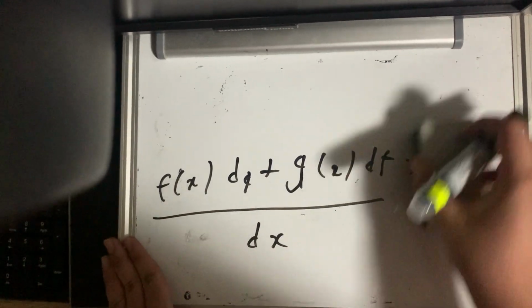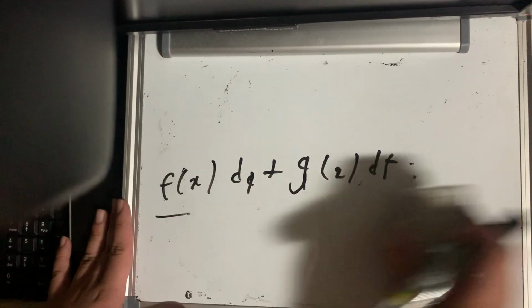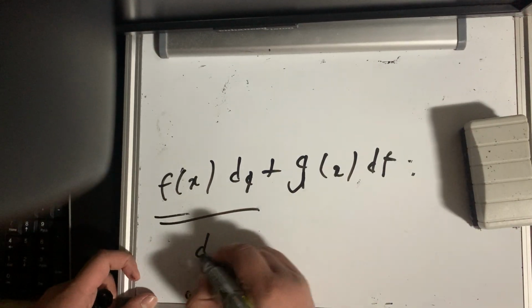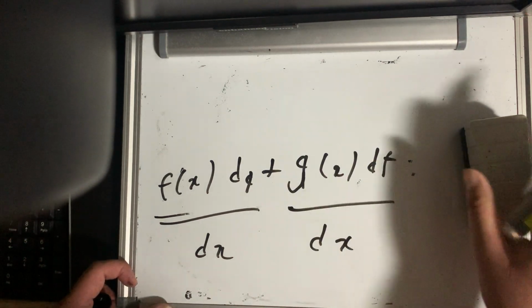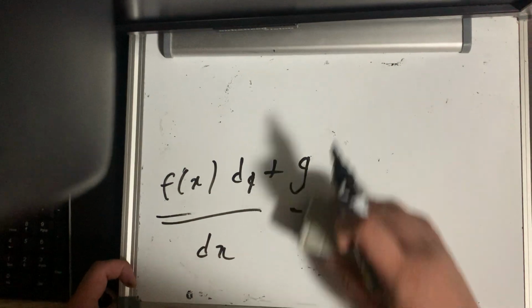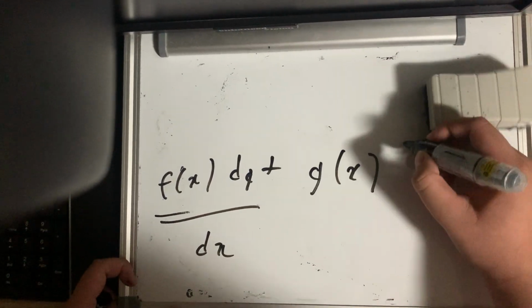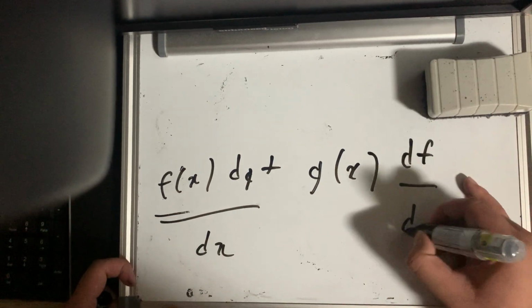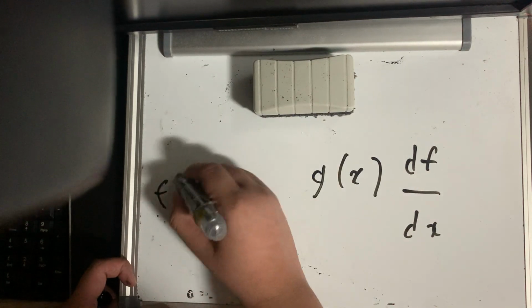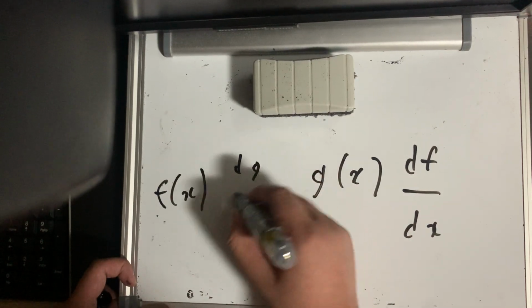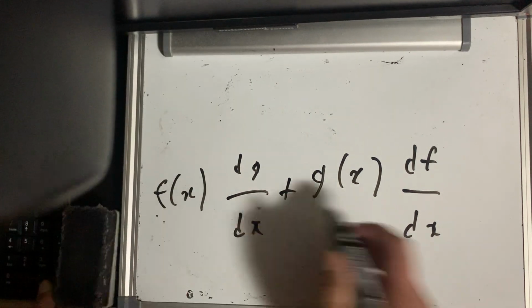Now, what we notice is that because it's a fraction, we can break this up into this divided by dx and this divided by dx. And we can take this out of the fraction, just make it at the side of the fraction to make it look neater. It doesn't change the value. g of x multiplied by df over dx. And then this one is going to be f of x multiplied by dg over dx, just rearranging. And now, it looks a bit nice, right?